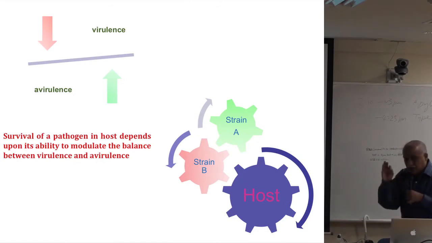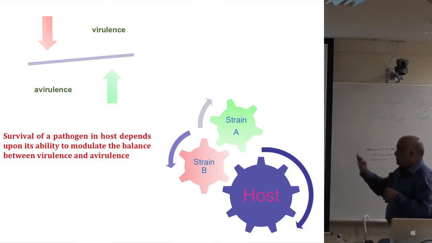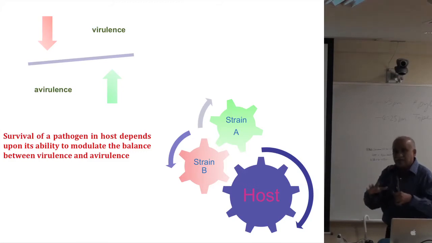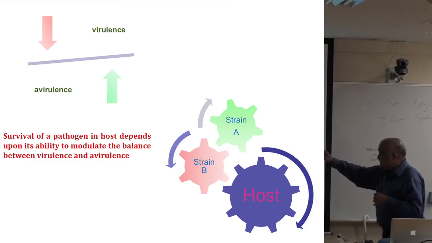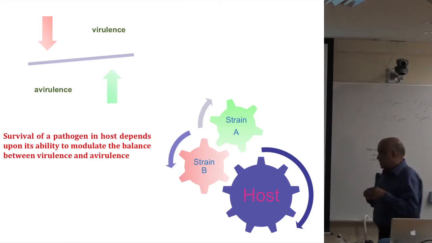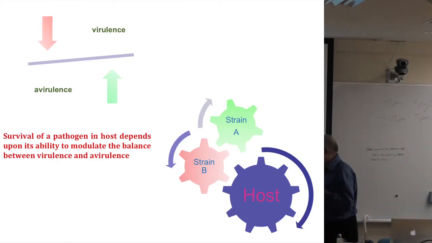And just to give you a very quick summary of this portion, between virulence and avirulence that you have in Helicobacter, most of you are avirulent, many of us may be virulent, we don't know. But depending on the survival of the pathogen, the host depends upon its ability to modulate the balance between these two genes. So you can have two strains, one host, different, and depending on the population of this or this, you have the effect that can happen.